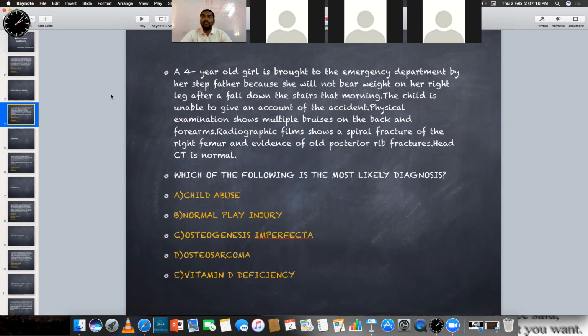Why is it not a normal play injury? Because of the history, we have so many other things. It's not a normal play injury. How about osteogenesis imperfecta, a type 1 collagen defect? Blue sclera is missing, for one thing, and the bruises do not explain osteogenesis imperfecta. Osteogenesis imperfecta is because of type 1 collagen, and bruises come from damage to the skin and the blood vessels.